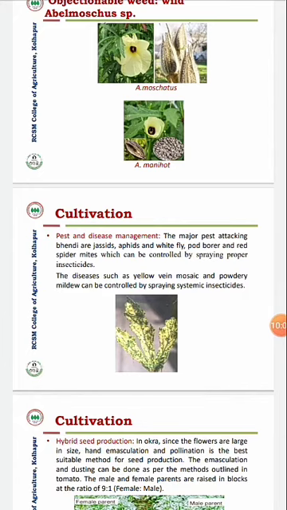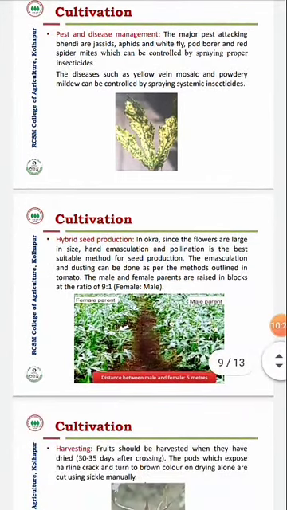In that situation, the mediator or the host, that is the white fly, if you control the white fly, then automatically the yellow vein mosaic virus is controlled. For the hybrid seed production, the male and female lines are planted in 9:1 proportion.